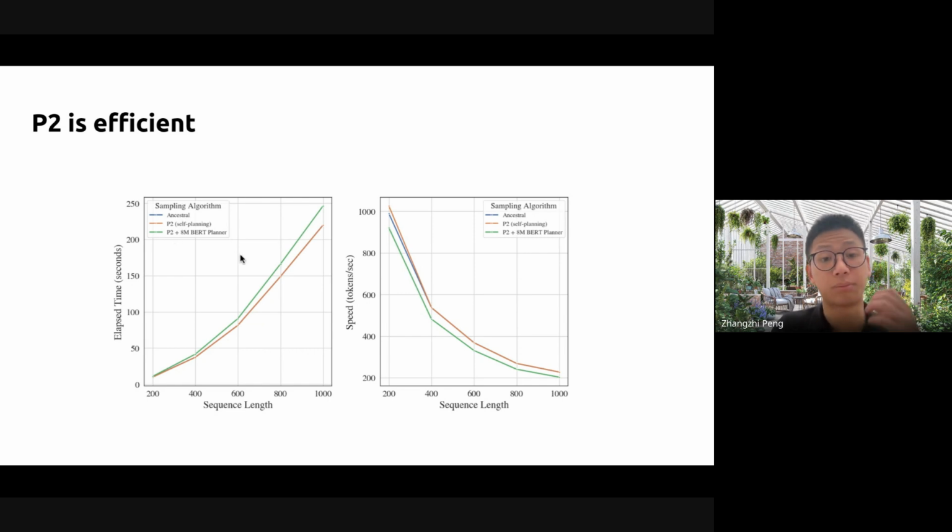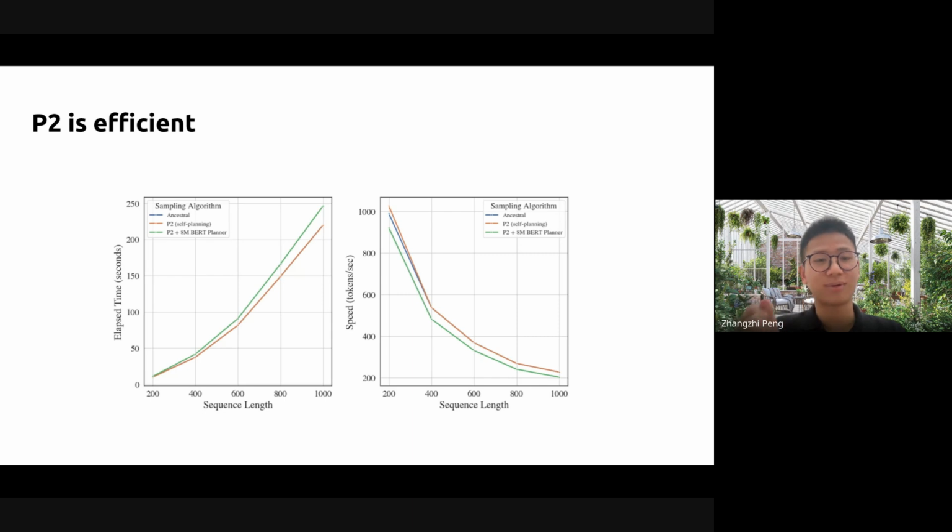And the reason is because, first, if you are using self-planning, you don't introduce an external model. So your inference is basically the same as ancestral sampling. You're basically tuning some of the parameters there. You're not running extra stuff. So the sampling time is supposed to be the same. And if you're using the BERT planner, we introduce an external planner. In that case, you have a little bit of overhead because you're going to run the planner model, which is another neural network. But the punchline here is it's an 8 million BERT.